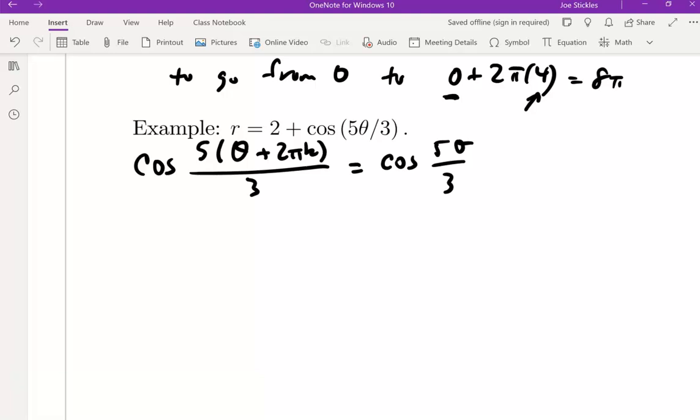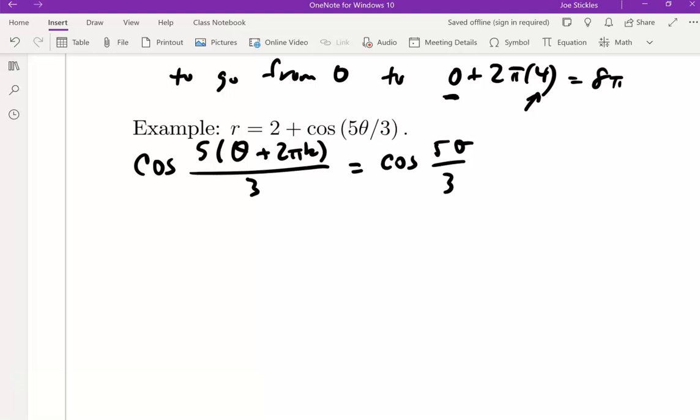Again, if I'm going to get the same thetas as I'm repeating, the angle has to be coterminal with theta. That's why I've got this 2 pi k in here. Does that make sense? You okay with that part? Why that's in there? Okay.